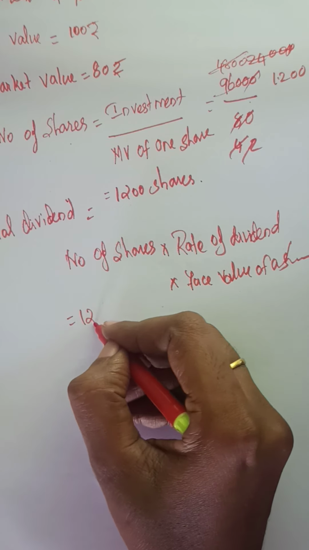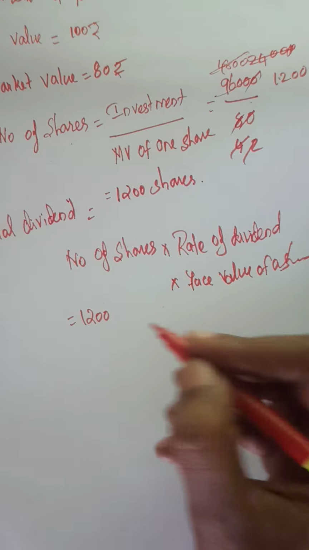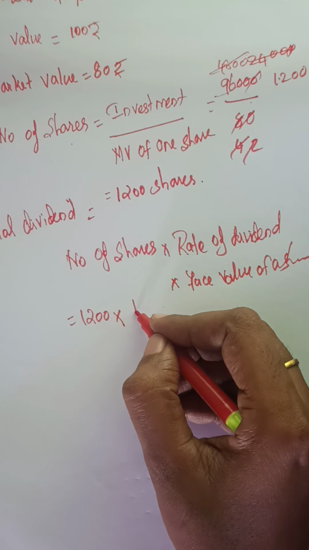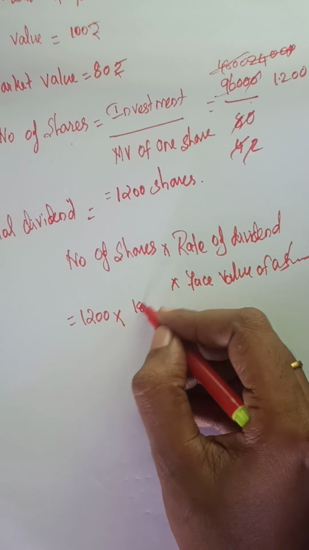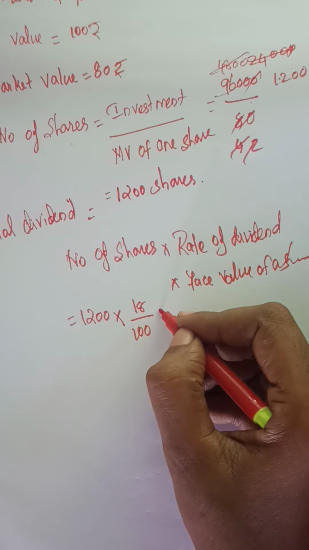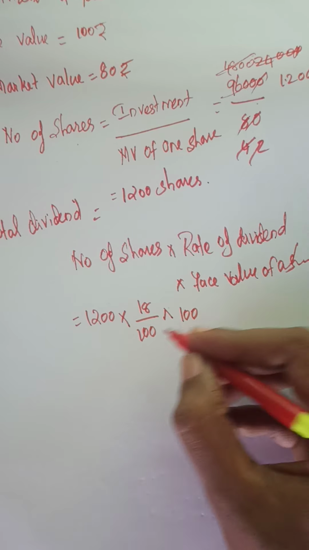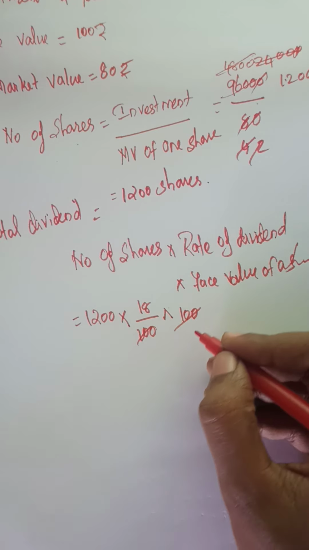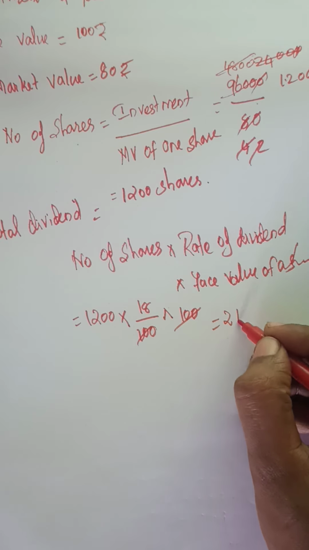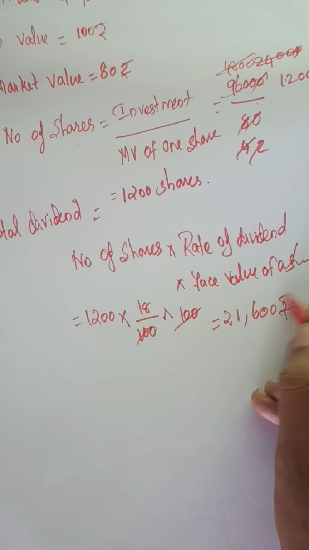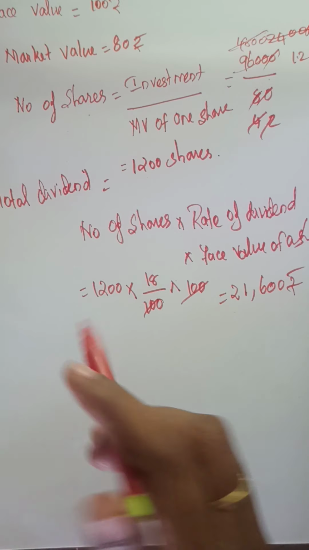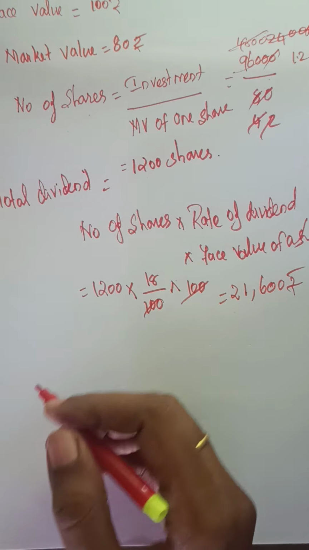Substitute here 1,200 number of shares, rate of dividend 18%. So 18% means 18 by 100 into face value of a share is 100. If you simplify this one, if you multiply, you will get 21,600 rupees. Understand? This is the answer. That is total dividend, the same as income.